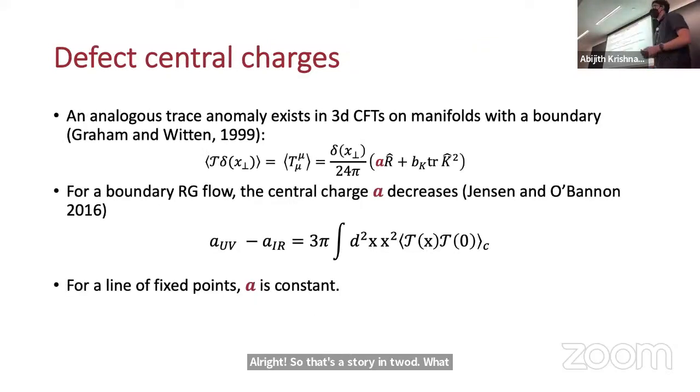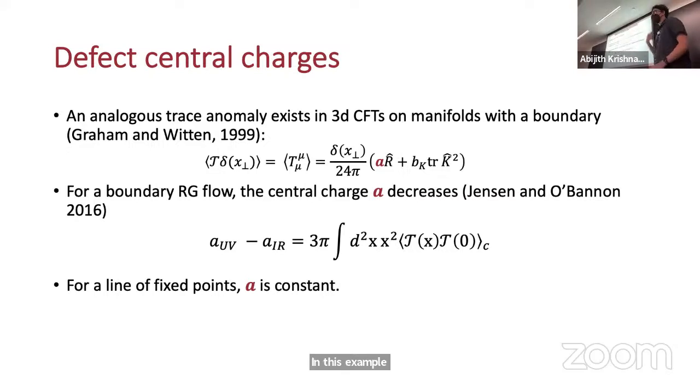What happens when we go to 3D? In 3D, there's only a trace anomaly on a 3D manifold with a boundary. So here, the trace of T is only non-zero along a boundary. And here I'm denoting the boundary with this delta function. We have a boundary central charge A, and we also have another boundary central charge B_K, just because our boundary exists on a 3D manifold, and so there's some extrinsic curvature K. But we're not going to focus on B_K in this example.